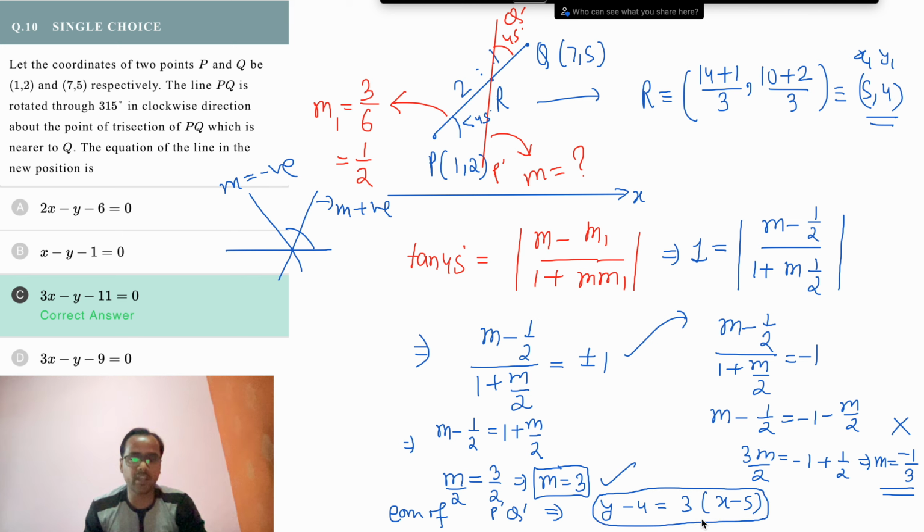So y is equal to 3x minus 15 plus 4, minus 11. So y equals 3x minus 11 you'll be getting. So y equals 3x minus 11, option C, is the right answer for this question. I hope this question should be clear. If you have any confusion, just rewind the video and watch it again. You'll understand.